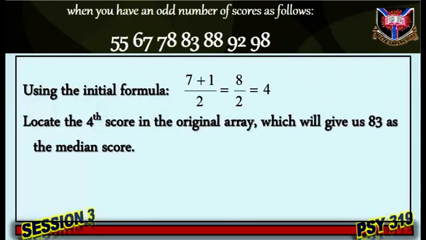On the other hand, when you have an odd number of scores as follows: 55, 67, 78, 83, 88, 92, 98, you arrange the scores from the lowest to the highest and use the same formula. Median score is equal to 7 plus 1 over 2, which is equal to 8 over 2, which is equal to 4. Locate the fourth score in the original array, which is 83, as the median score. While this process is used for ungrouped data, there is a particular procedure for calculating the median for grouped data.